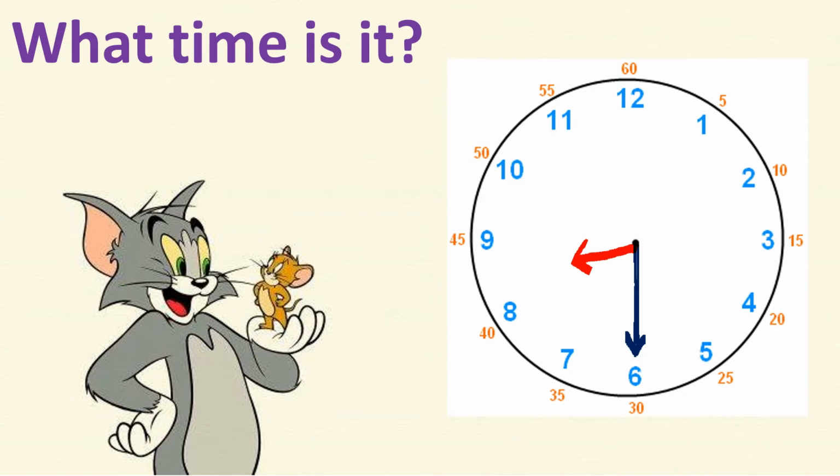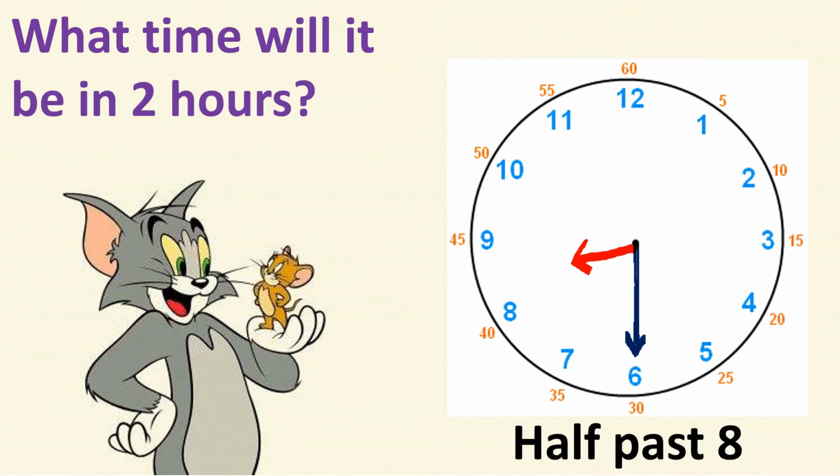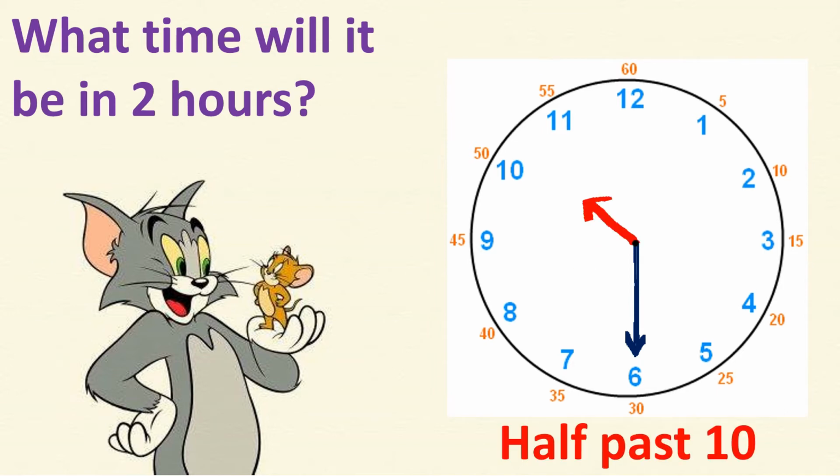What time is it? The time is 8:30. What time will it be in 2 hours? We have to go to the hour hand and add 2 more hours to it. It becomes 9:30, then 10:30. So the time it will be in 2 hours is 10:30.